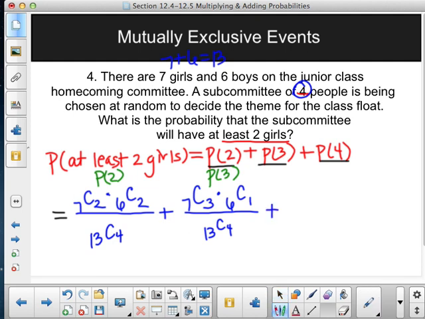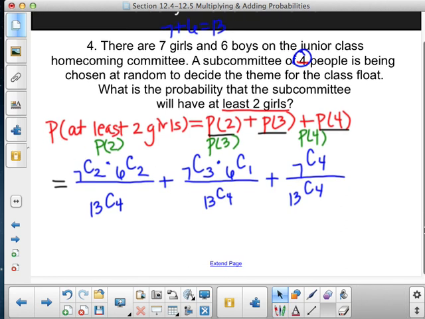Now I need to figure out the probability of having 4 girls. So it would be 7C4, and I'm not selecting any boys, so I'm not worried about incorporating them. And so here would be my probability of 4 girls. Now I'm going to simplify a little bit.